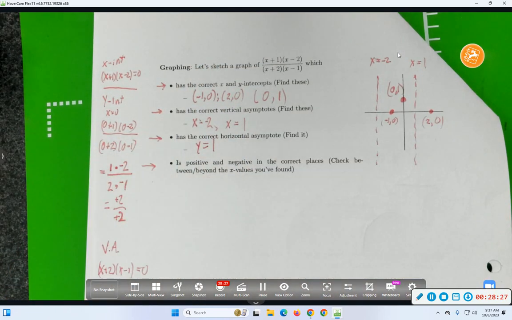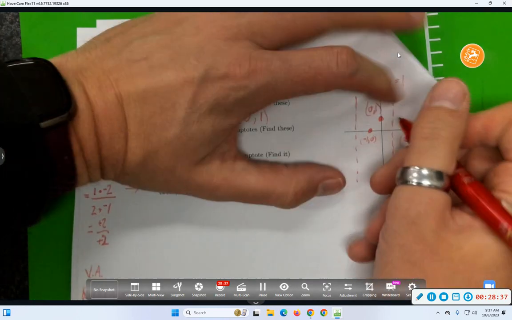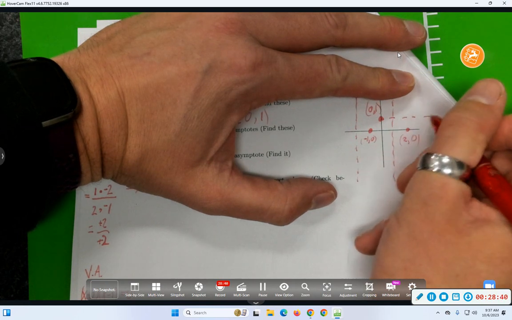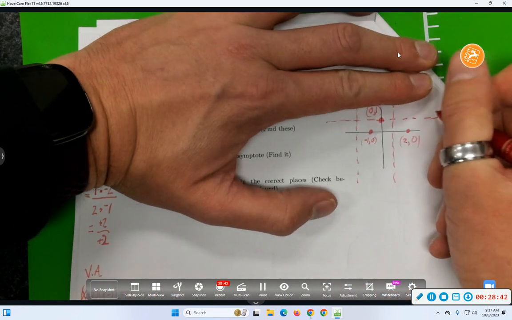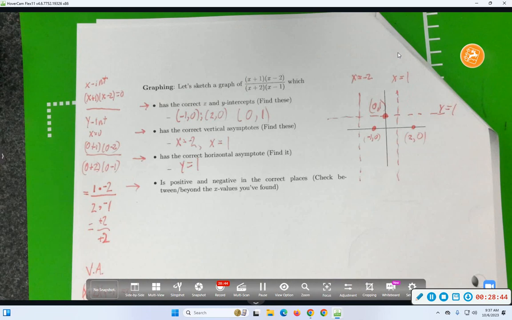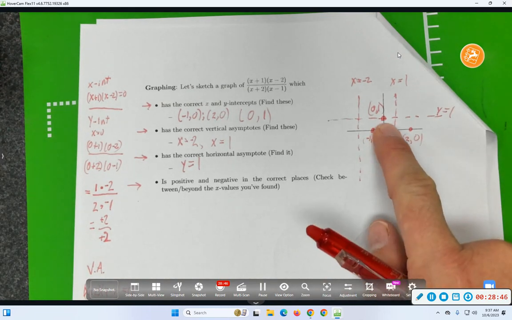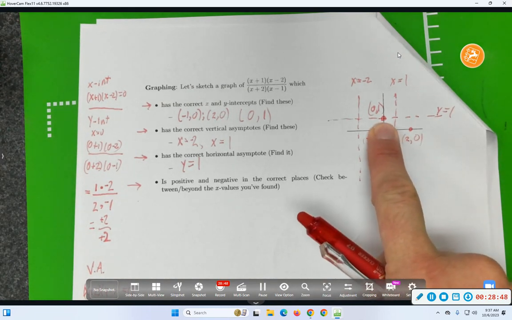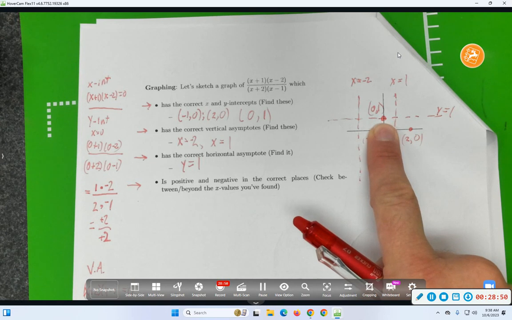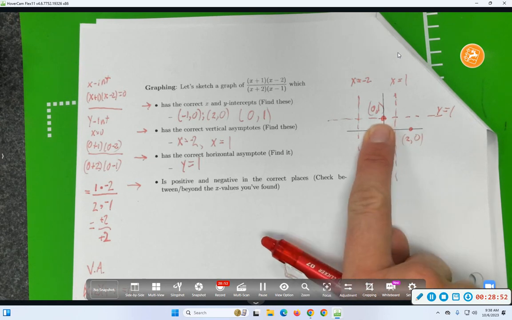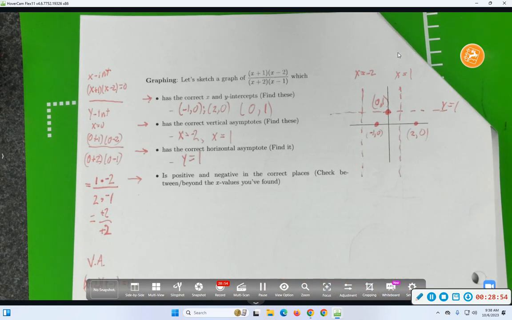Oh, and notice that all the stuff I just said is probably stuff you could do in your head without writing a whole bunch of stuff. So, that's nice. Horizontal asymptote at y equals 1. Notice one thing we see: this graph is definitely going to hit its horizontal asymptote, because its y-intercept is at the same y value as the horizontal asymptote. So that is definitely going to happen in this example.